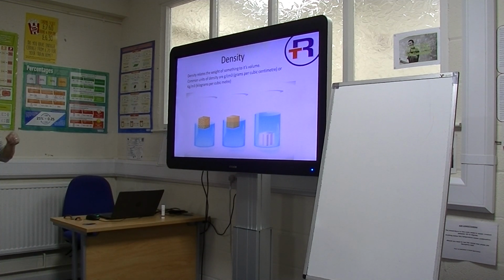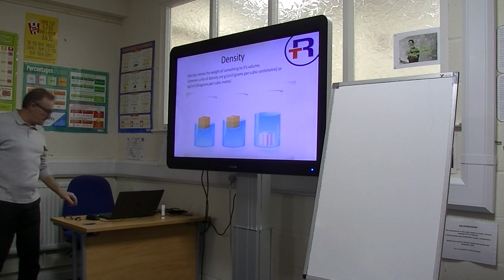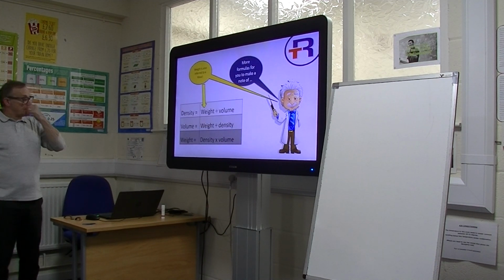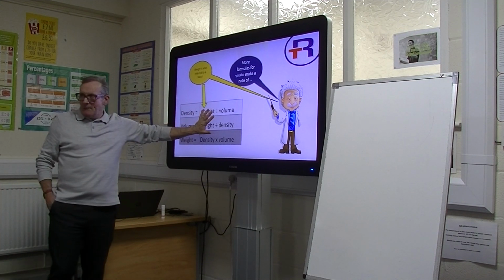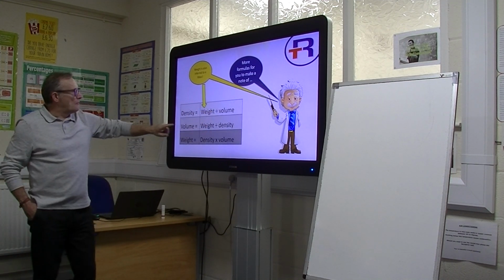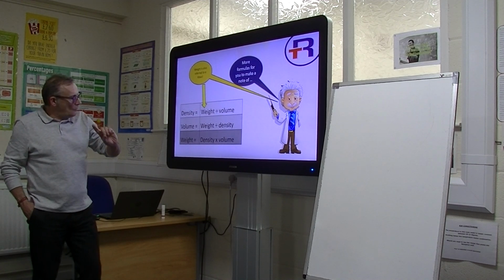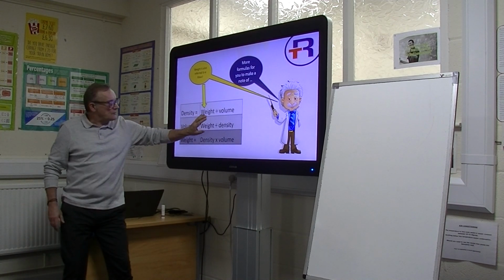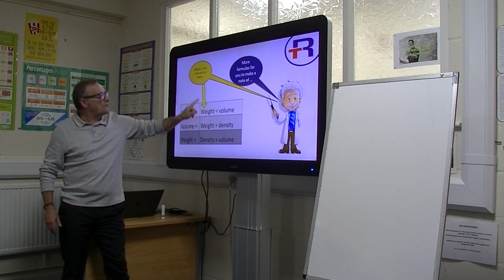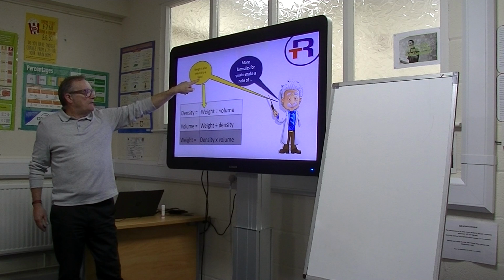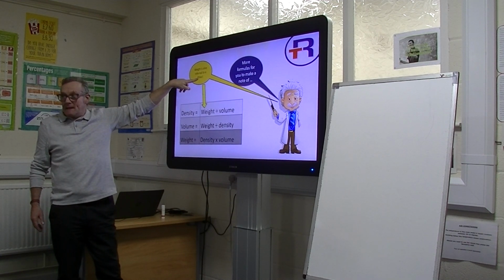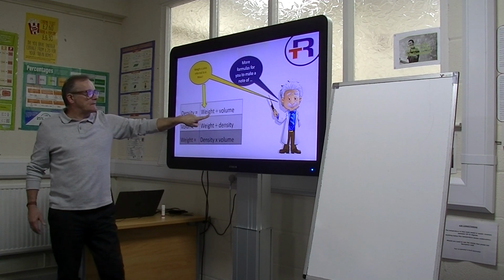Okay. So it's kind of like speed, distance and time. So there's the three formulas you need to remember. You don't need to write these down because we're going to do the triangle in a second. But I want to make you aware that in some of the questions, weight is often referred to as mass. So if you see a question that says what is the mass, it basically means what is the weight of something.